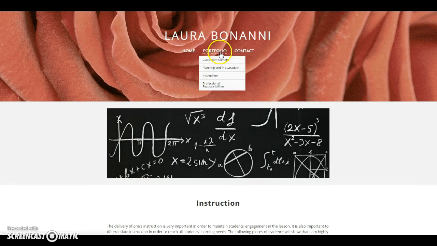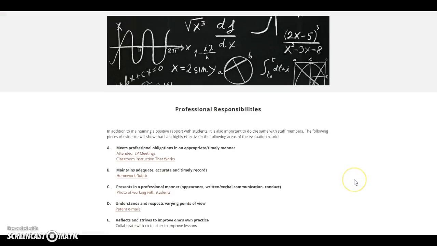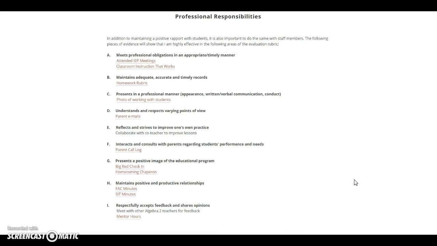On the next page, we have the professional responsibilities. And this was another page that I needed help with coming up with some evidence. That was for subcategories D, E, and I. So I added a few things for each of those. And we can click on any of these.